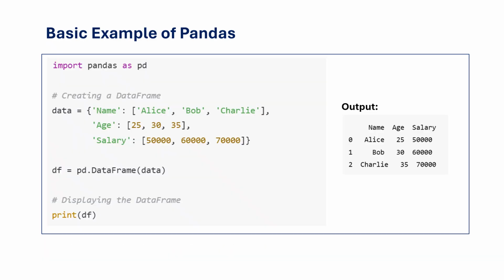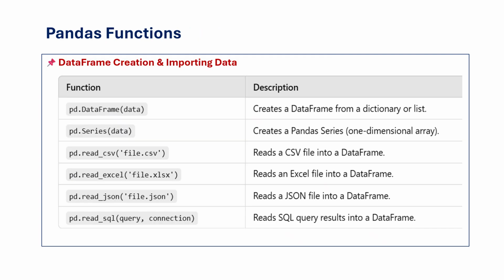You can see the examples with pandas. In this example, we create a simple pandas DataFrame. So the first step is to import pandas. Then we create data in the form of rows and columns. The DataFrame stores this information like a table. When we print the DataFrame, the output displays the data in a structured tabular format as shown here with name, age, and salary.